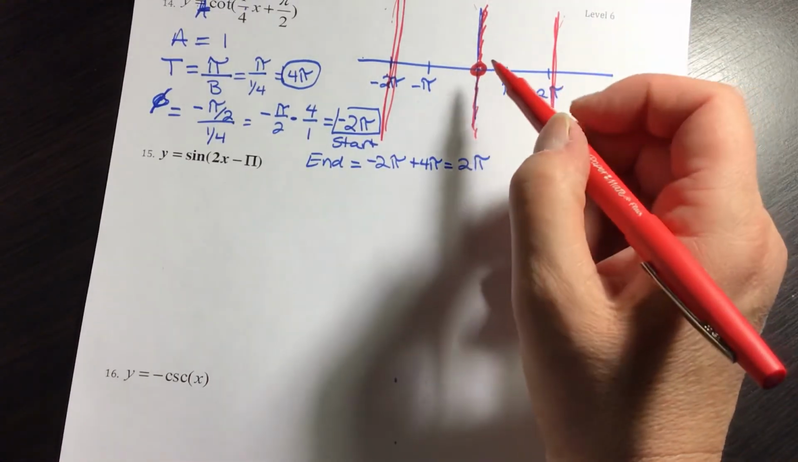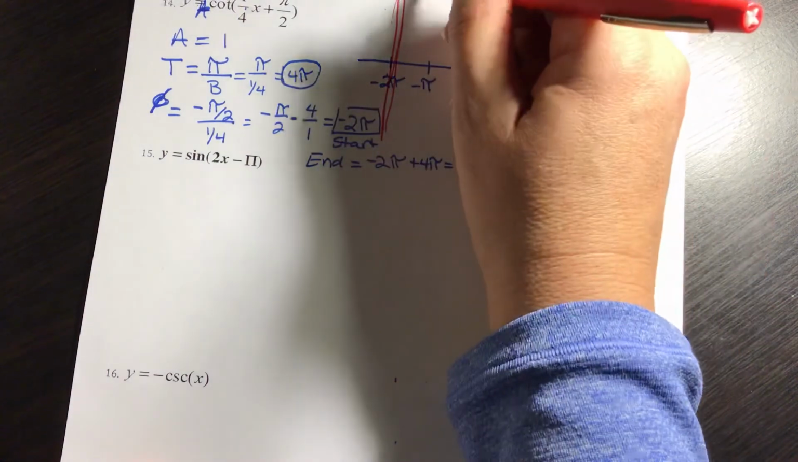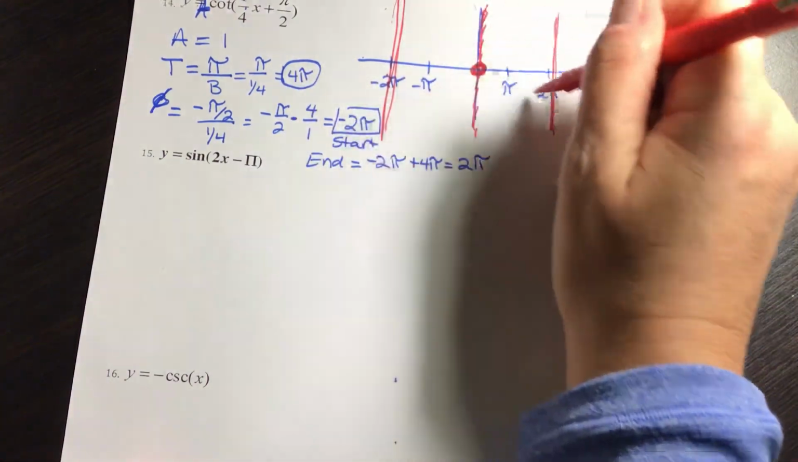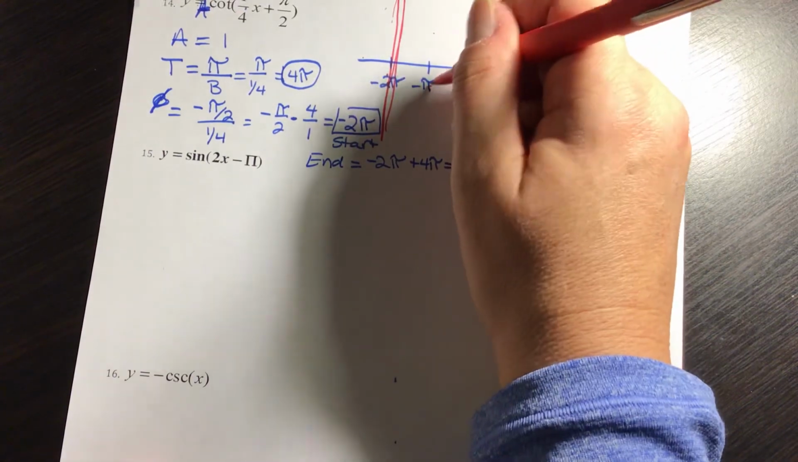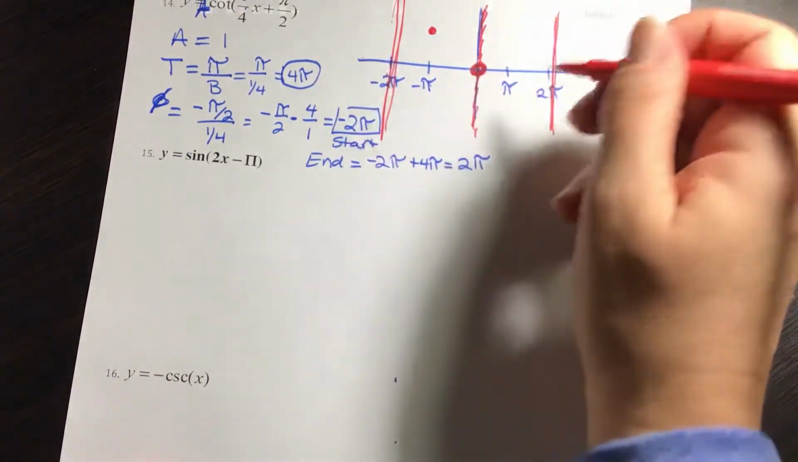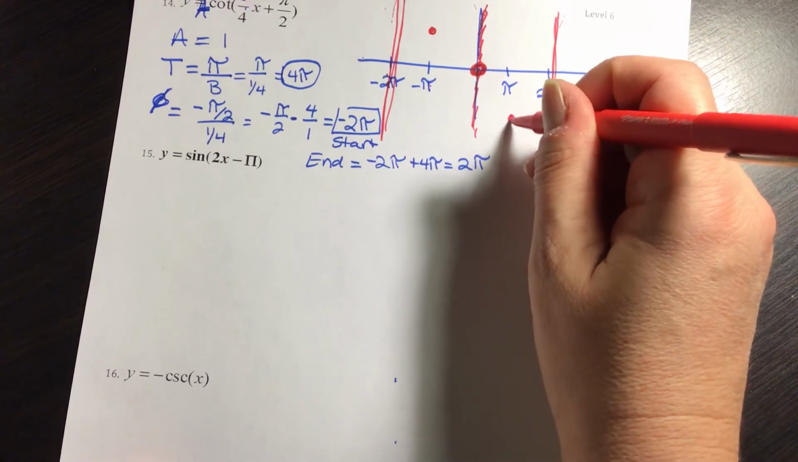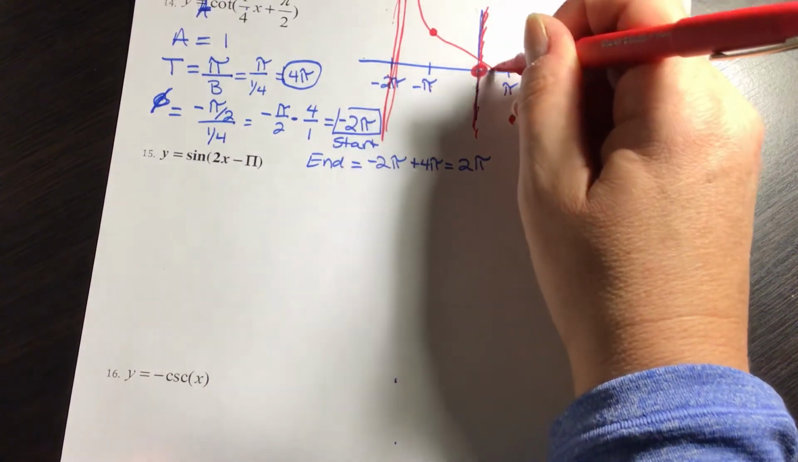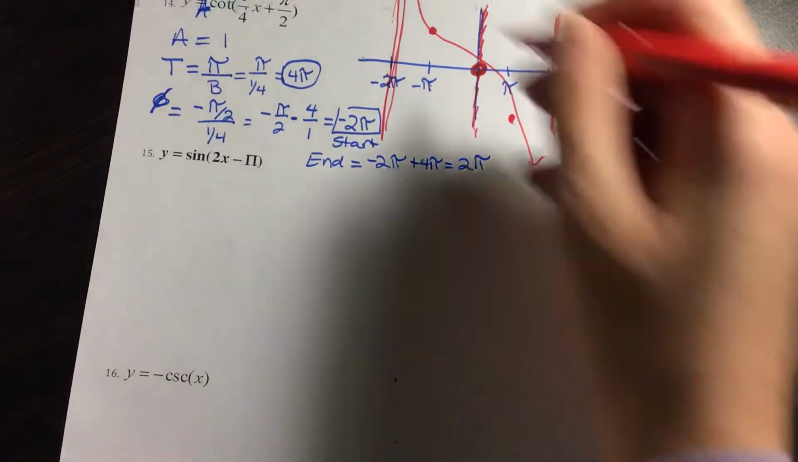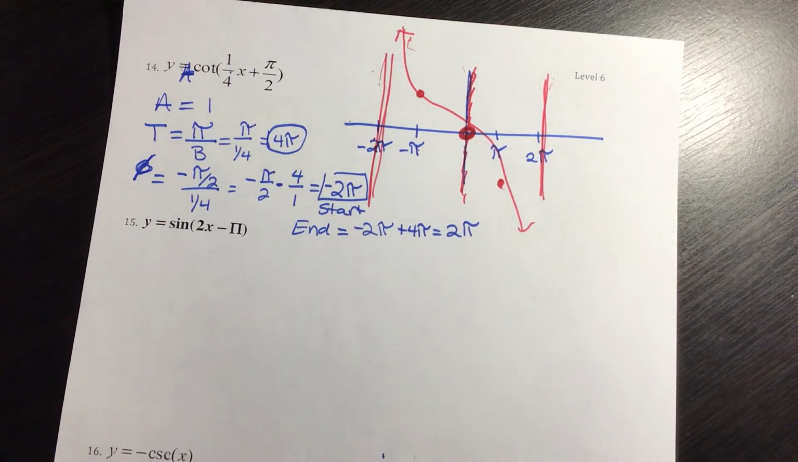And then cotangent goes in the opposite direction. So I'm going to start high and then go down low. At negative pi, I'm going to have a cotangent of 1. At pi, I'm going to have a cotangent of negative 1. And it's going to look like this. And that is a cycle of cotangent.